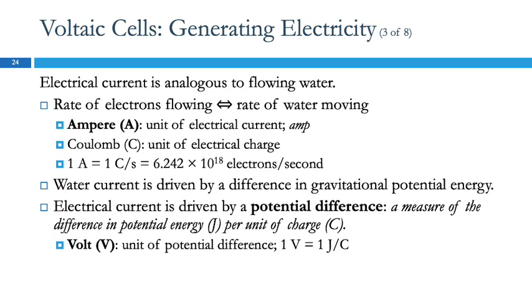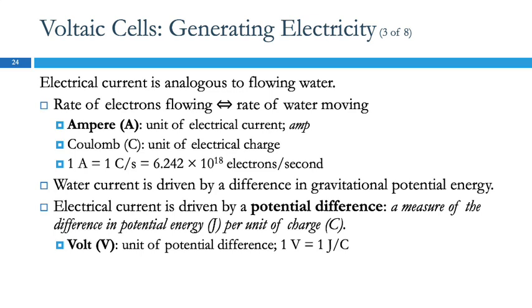So why does water flow from Pine Flat Dam down the river? Because it's going downhill, right? Pine Flat Dam is at a higher elevation than, say, Reedley or Kingsburg. And so water flows downhill, just like balls roll down hills, right? Because of potential energy. So the water current is driven by a difference in gravitational potential energy, and similarly, electric current is driven by a potential difference.